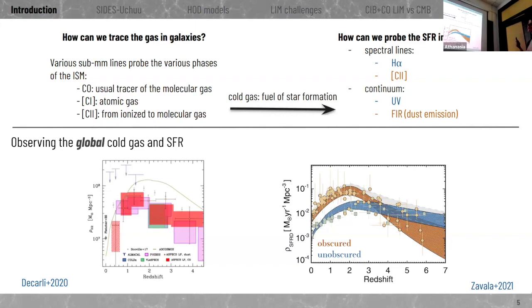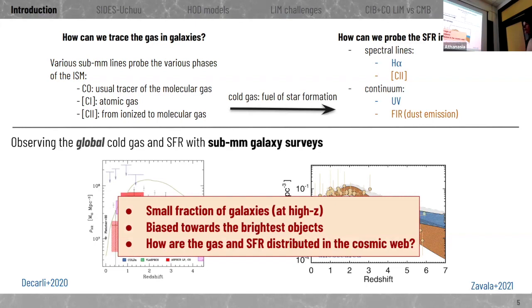So this is, first of all, a nice example of seeing why studying the global quantities of galaxies can give us information of what is happening, what's the interaction between these different properties. But we see that at high redshifts, for example, here, the measurements are not very well constrained. And that's because the galaxy surveys that have offered us these measurements come with some limitations.